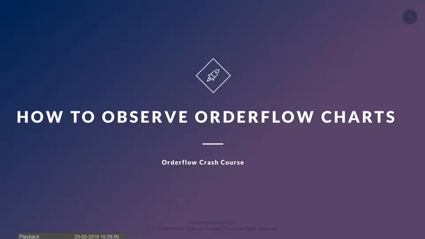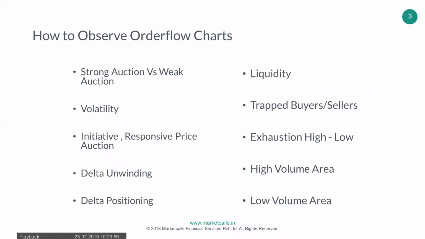Out of that, some of them have been automated, like R Delta or MR alerts, and there are things like what you should observe while you are watching order flow charts, right? How strong the auction is, how weak the auction is, or how volatile. From the volatility candle, what you can understand, what is an initiative or responsive price action, which we already talked about. And tomorrow we'll be talking about delta unwinding and delta positioning. These are two different strategies again.